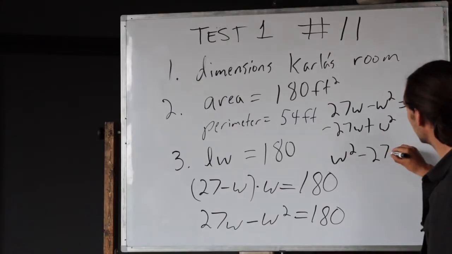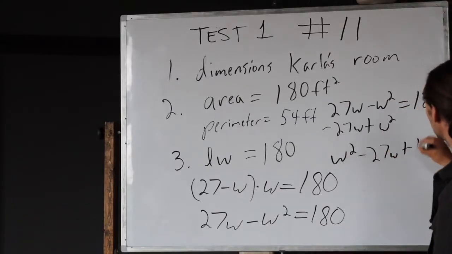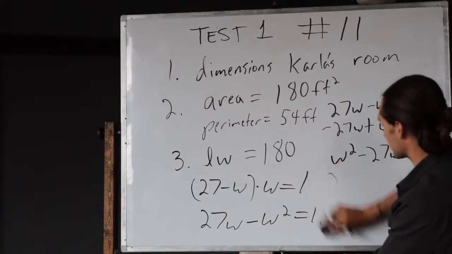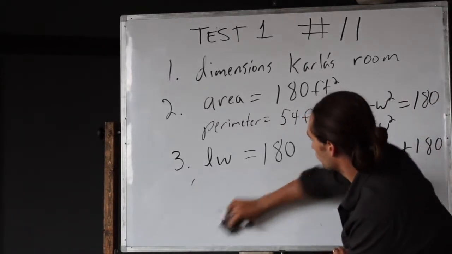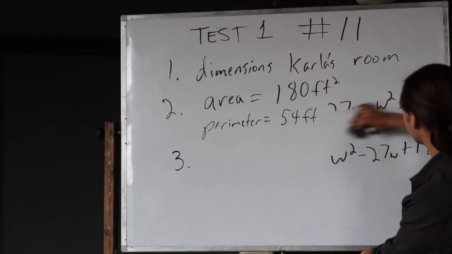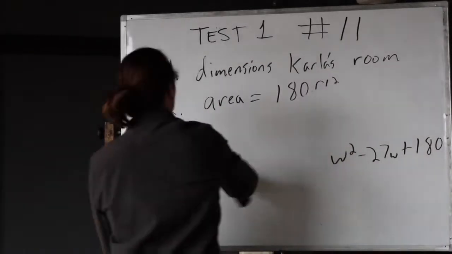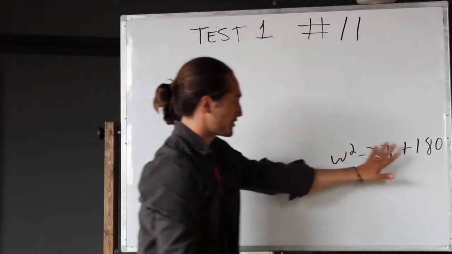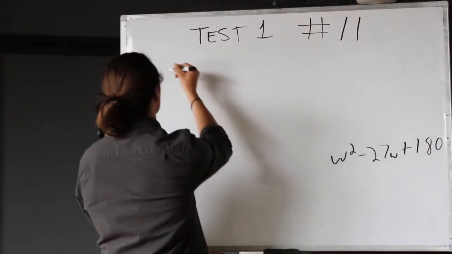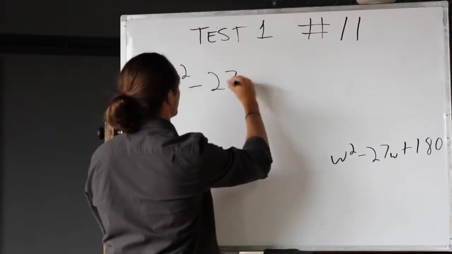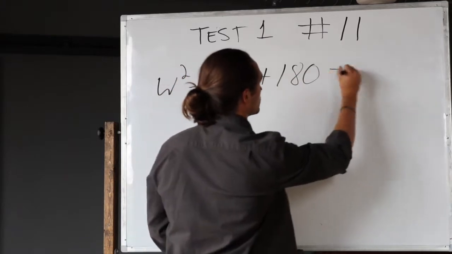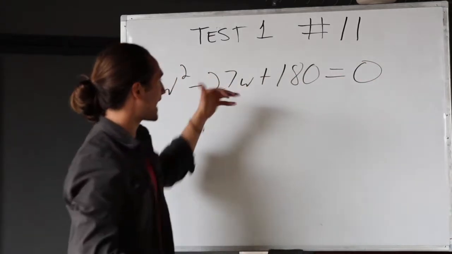minus 27W plus 180. Now this equation, we have to take this and we've got to factor. So I want to get rid of everything else. We've gotten down to the most important thing. We need to factor this: W squared minus 27W plus 180. Okay, so I have this.